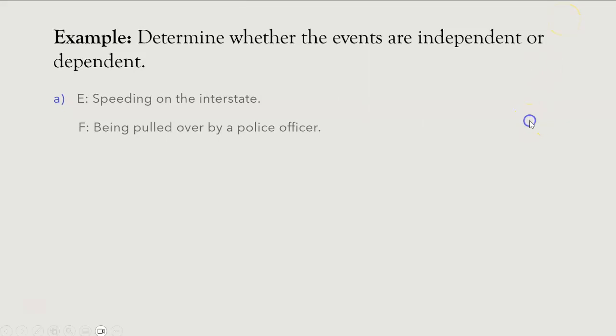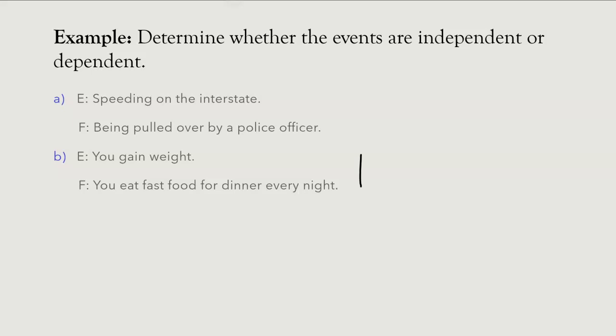Next example is you gain weight. That's event E, and event F is you eat fast food for dinner every night. Will the probability of one event have an effect on the probability of another event? And in this case, if you think about it, yeah, if you eat fast food for dinner every night, that will definitely affect the probability of you gaining weight. So in this case, they are also dependent upon each other. So these are dependent events.